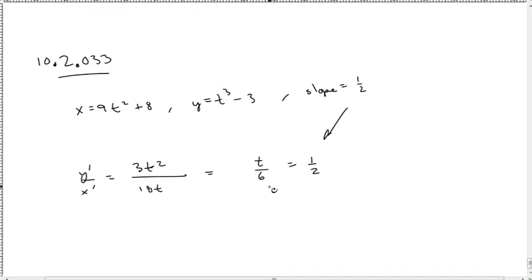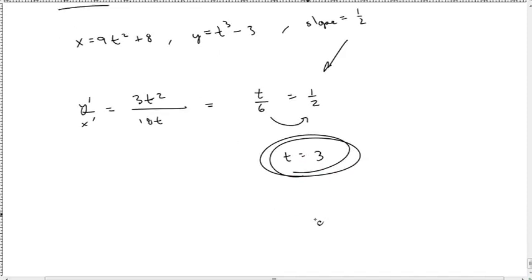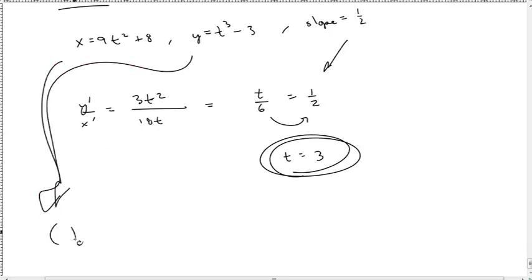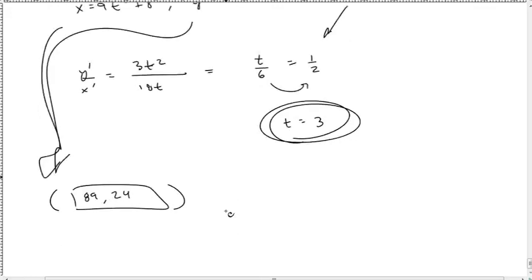You could probably just look at it and get the answer, but multiply the 6 over, and t is equal to 3. So that's my answer, but I need to go and find out where those exist. So I plug in t equals 3 into both of these guys, and I get my point. So plugging in a 3 into all this, I actually get 89 and 24. So kind of a little strange numbers, but it works.